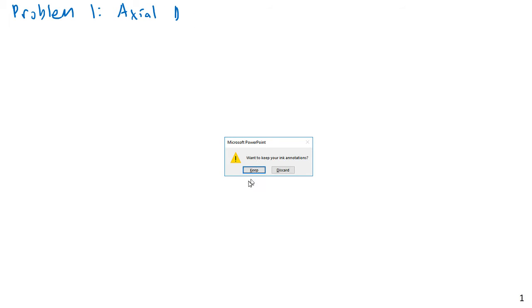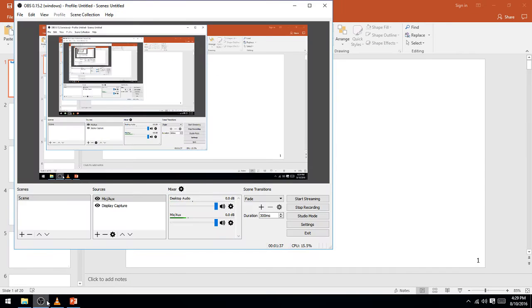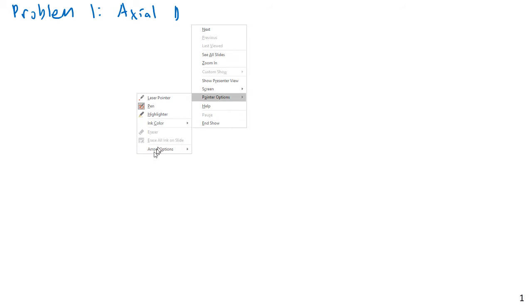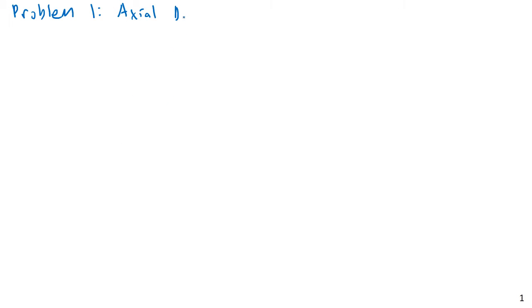And let me double check, we are recording, we are good. Alright. Axial deformation. Well, I guess that'll have to do. Axial deformation. Axial deformation.